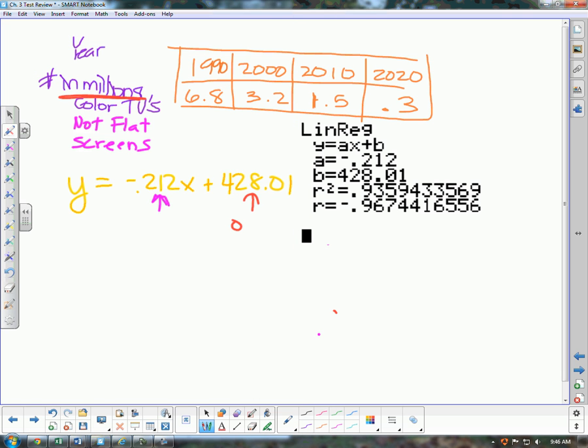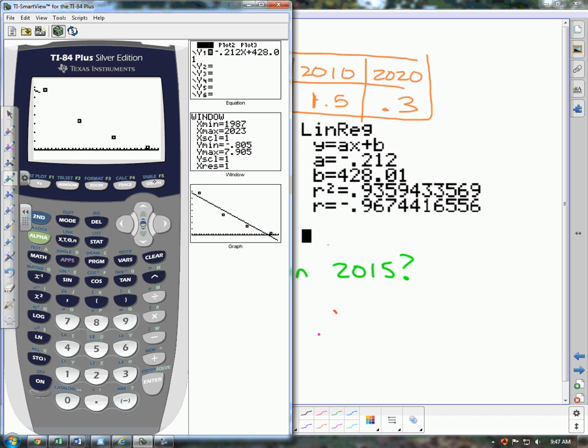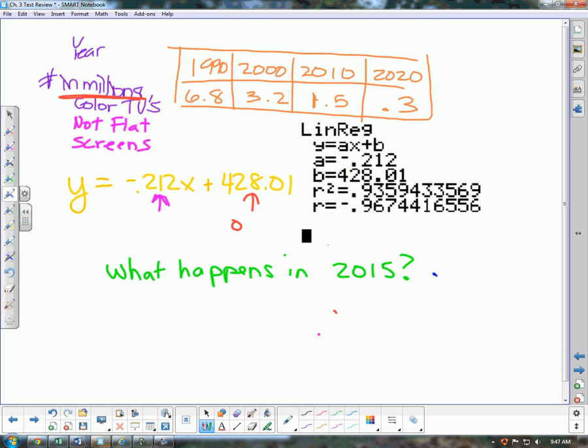Now then, some questions that could be asked after that would be, what happens in 2015? And so for that, Casio people, after you graph this, you would shift G-solve and do a Y-cal and put 2015 in for X. TIs, you would push second calc. Value is the one you want, and now you would put 2015 in. And you would get 0.83. And so that's 0.83 million TVs. And because this is between the beginning and the ending of the data we were given, this would be considered interpolation.